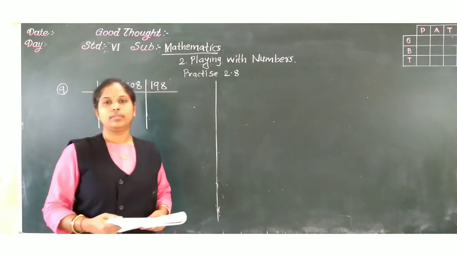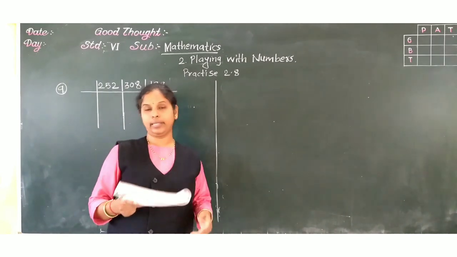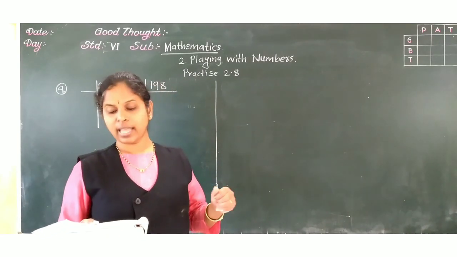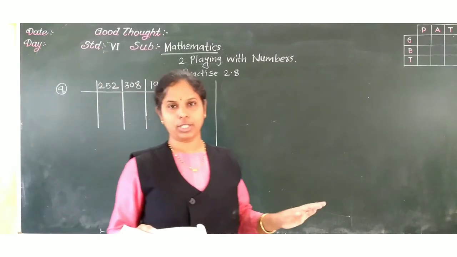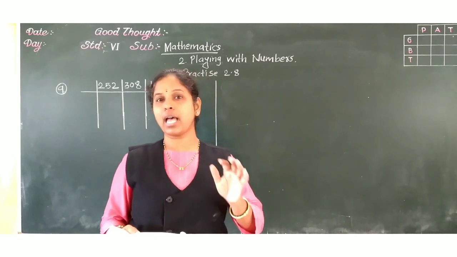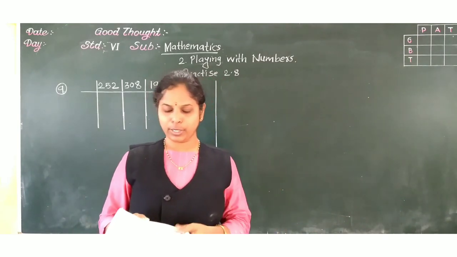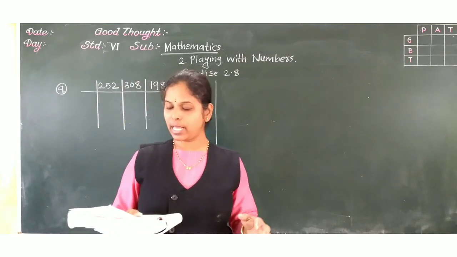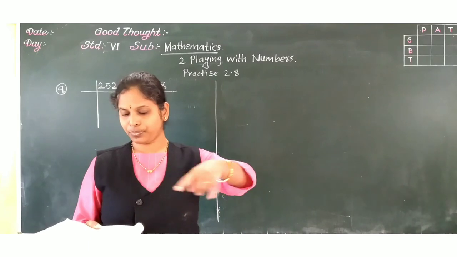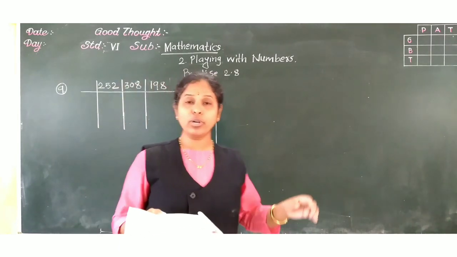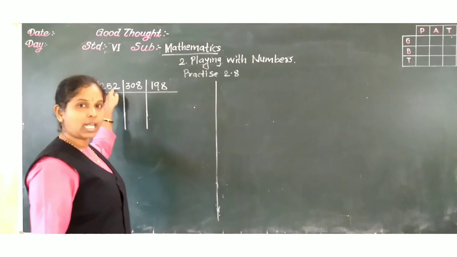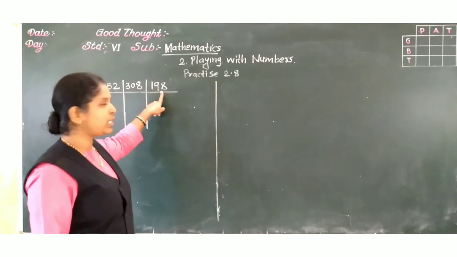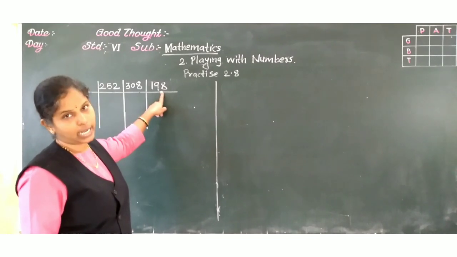Okay. Now question number 9. See here, A, B and C start running at the same time in the same direction. I think like this I have taught you in an earlier video. See here, they started running together in one direction around the circular stadium. A completes a round in 252 seconds. B completes one round in 308 seconds. And C completes one round in 198 seconds.